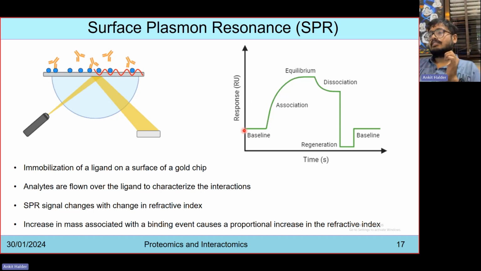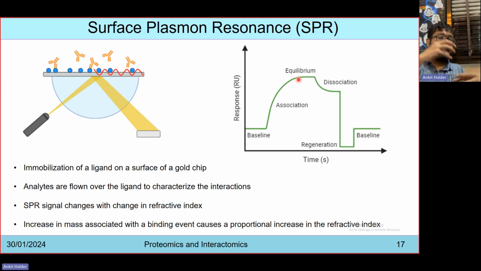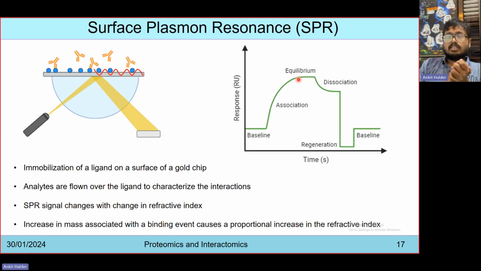So here you can see that this is the baseline. Then you keep giving the flow of the analyte, and if there is an interaction between your analyte and the substrate, the thing that you have immobilized, then there will be association. At some point of time there will be no ligand left where the analyte can bind to it. Then finally, with the increase in time and flow, you will have the dissociation, and then finally regeneration, and then the baseline.